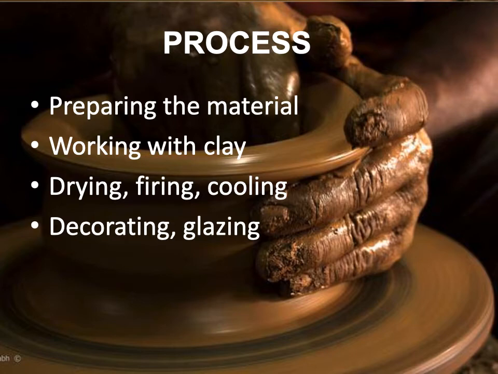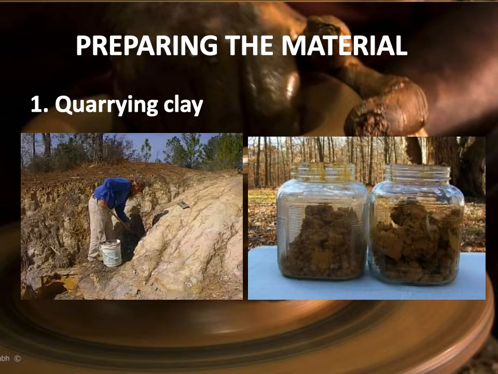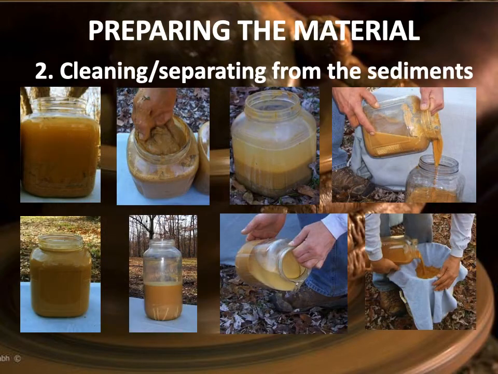Now let's start with the process of making clay objects: preparing the material, working with clay, drying, firing, cooling, and then decorating and glazing the objects. The first step of making clay objects is coring the clay from the soil. The second step is cleaning or separating it from the sediments.